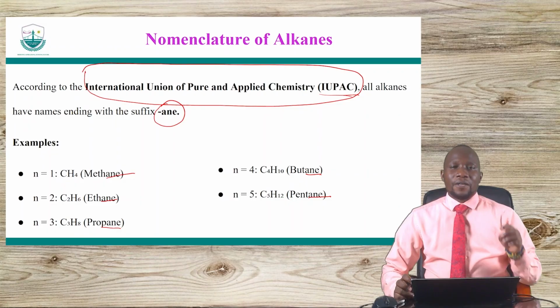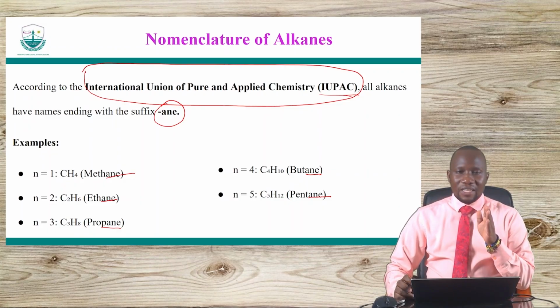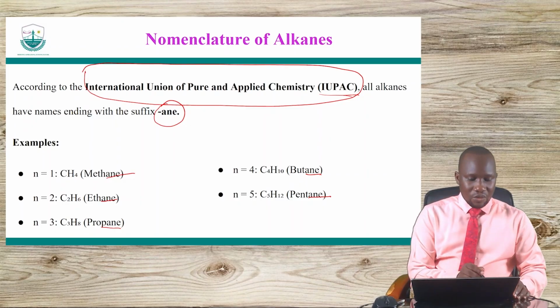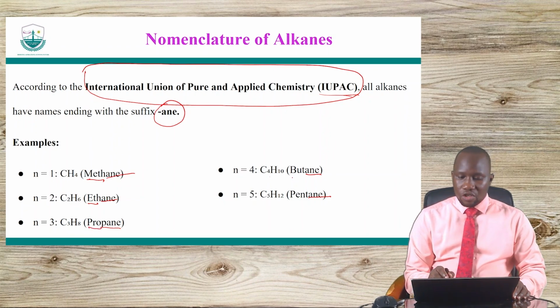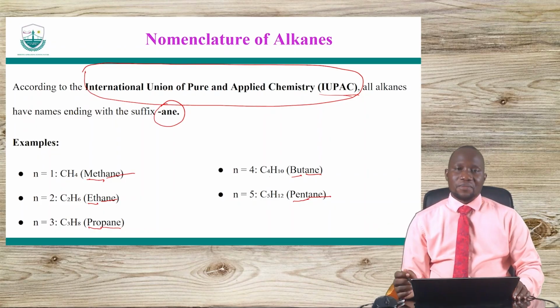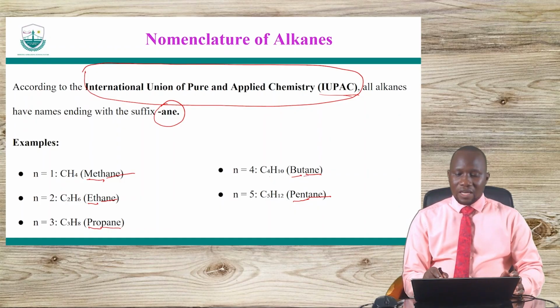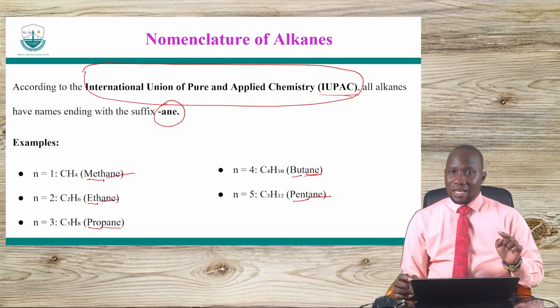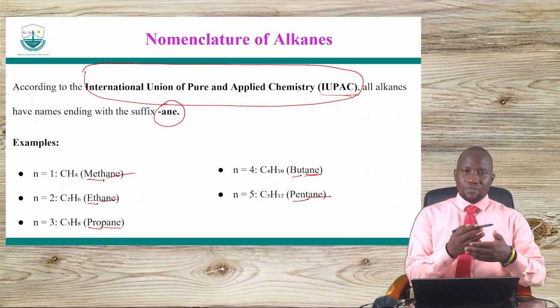Okay, and now then we have the prefix that tells us about the number of carbon atoms. So meth means 1, eth means 2 carbon atoms, prop maybe 3, but 4, pent, 5, and others, by the way. Okay? So that is one rule that you need to know. That if they end with that suffix, then it is an alkane. Now we need to know what?